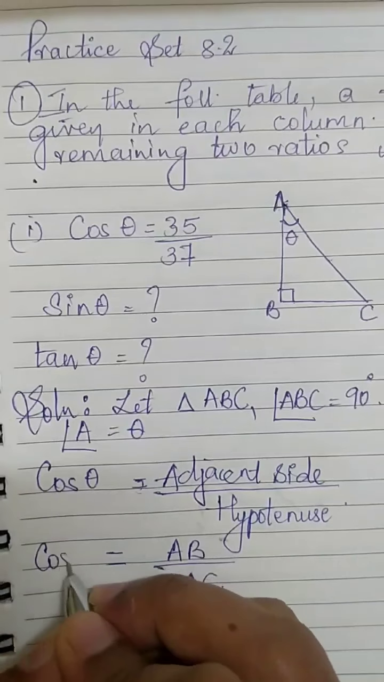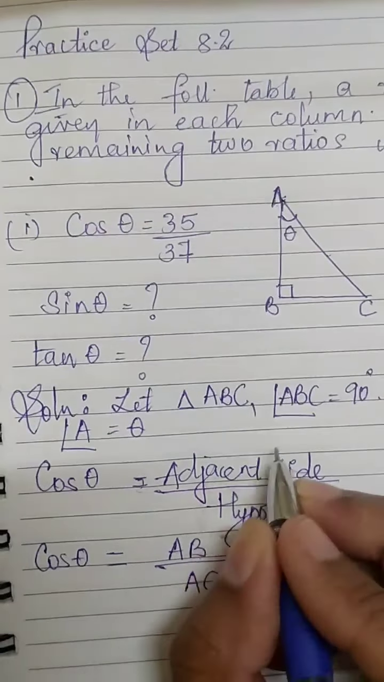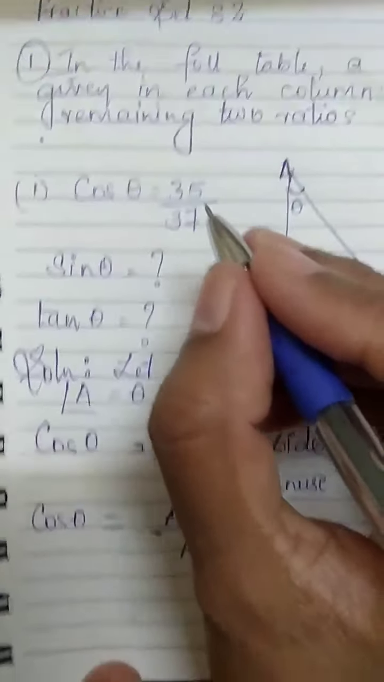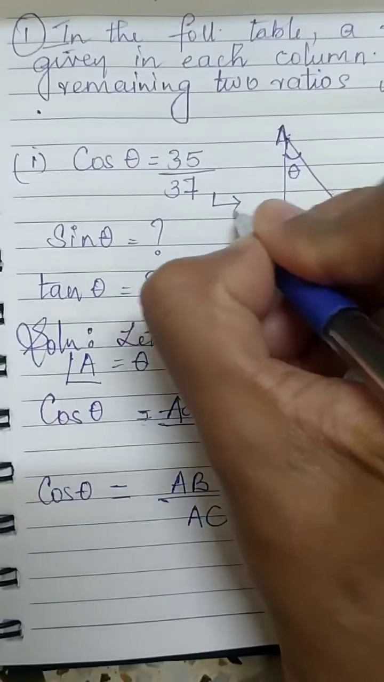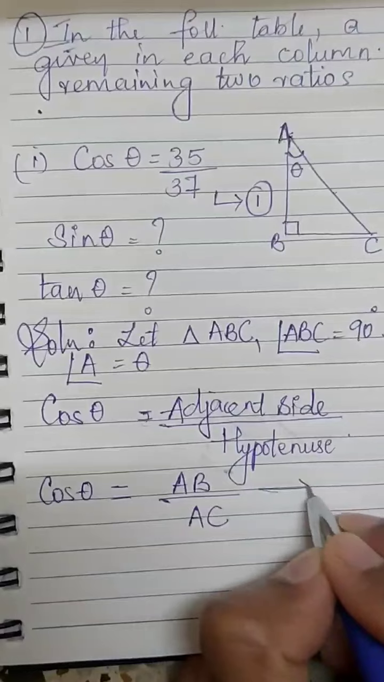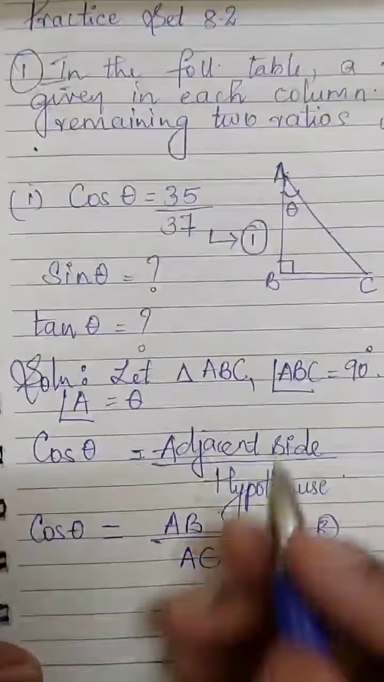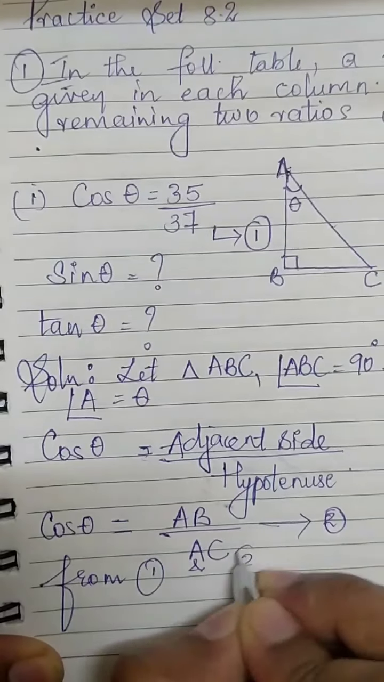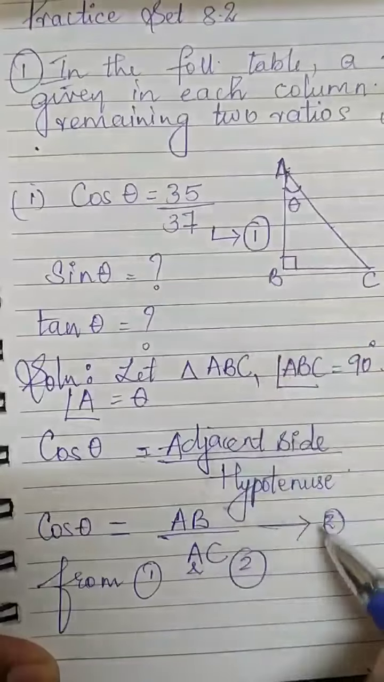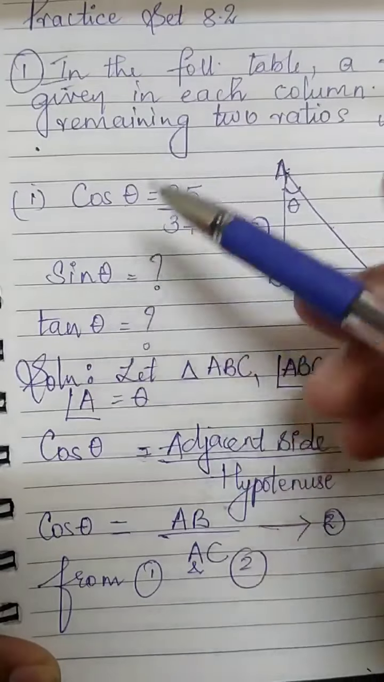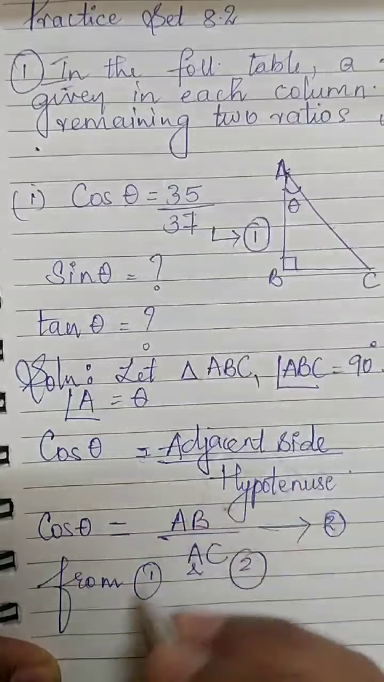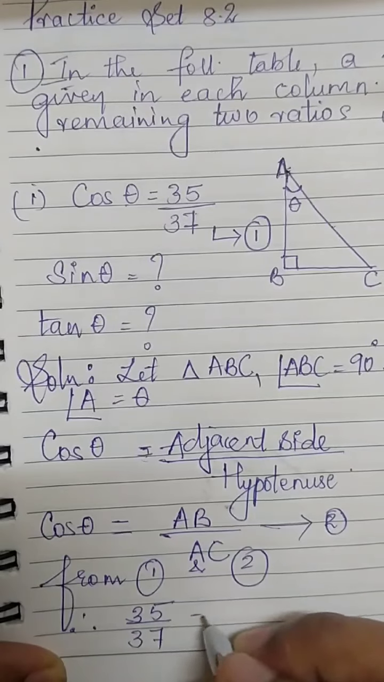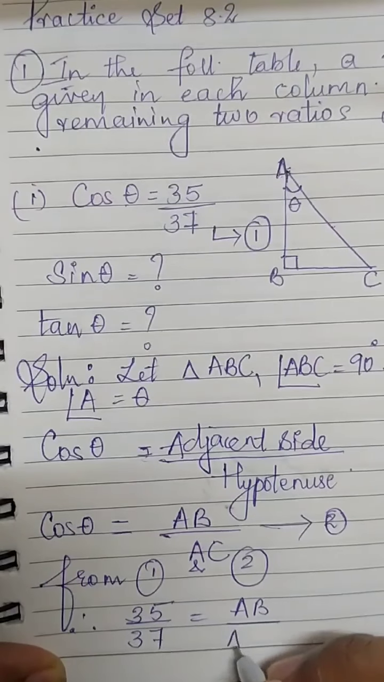So cos theta we got as AB upon AC from the formula, but it is given in the question. The value given is 35 upon 37. So what I will do is I will call this equation 1 and this I will consider as 2. From 1 and 2, left hand side both are cos theta, so right hand side will be equal. So therefore 35 upon 37 is equal to AB upon AC.